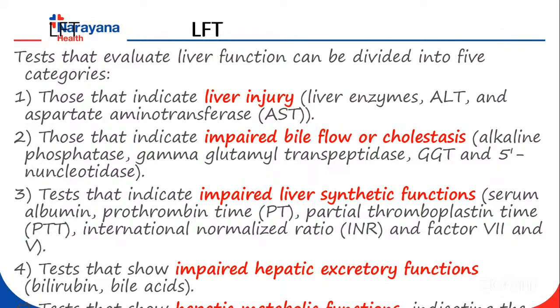The tests that evaluate liver function can be divided into 5 categories. Those that indicate liver injury, that is the enzymes, the transferases. Those that indicate impaired bile flow or cholestasis, that is especially alkaline phosphatase and GGT. Tests that indicate impaired liver synthetic functions, like the serum albumin. And tests that show impaired hepatic excretory functions, like bilirubin. And there are certain tests that are responsible for metabolic functions, like ammonia.